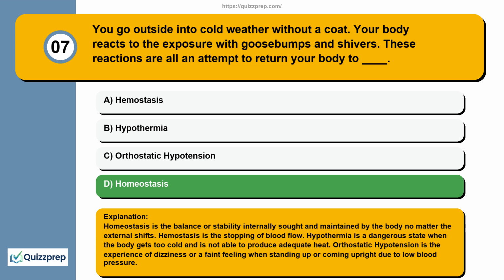Homeostasis is the balance or stability internally sought and maintained by the body no matter the external shifts. Hemostasis is the stopping of blood flow. Hypothermia is a dangerous state when the body gets too cold and is not able to produce adequate heat. Orthostatic hypotension is the experience of dizziness or a faint feeling when standing up or coming upright due to low blood pressure.